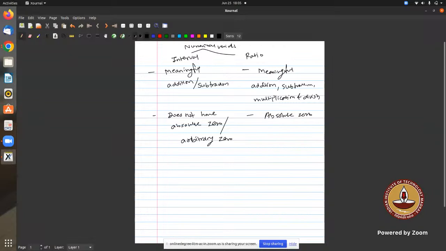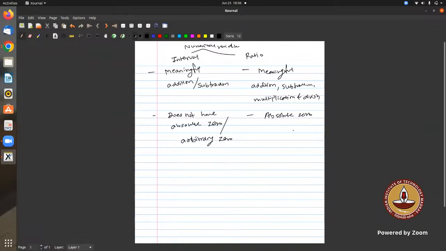I will take two examples to differentiate interval and ratio. One is a very popular example from Usha ma'am's lecture, which is temperature measured in terms of degree Celsius. The first example I will relate to Usha ma'am's lecture, and after that I will take one other example. Fine. Okay.